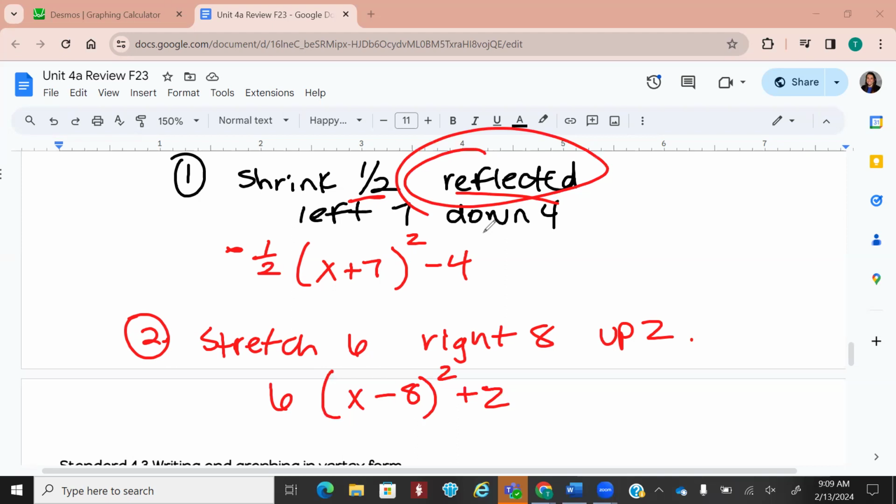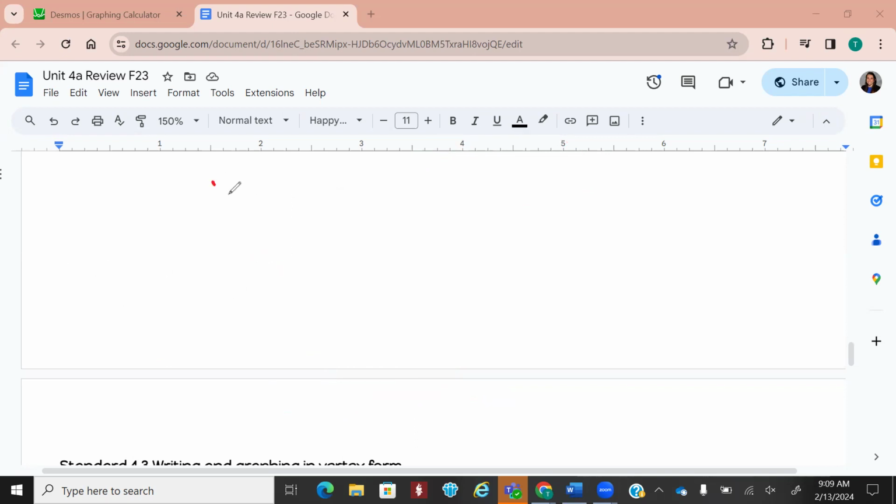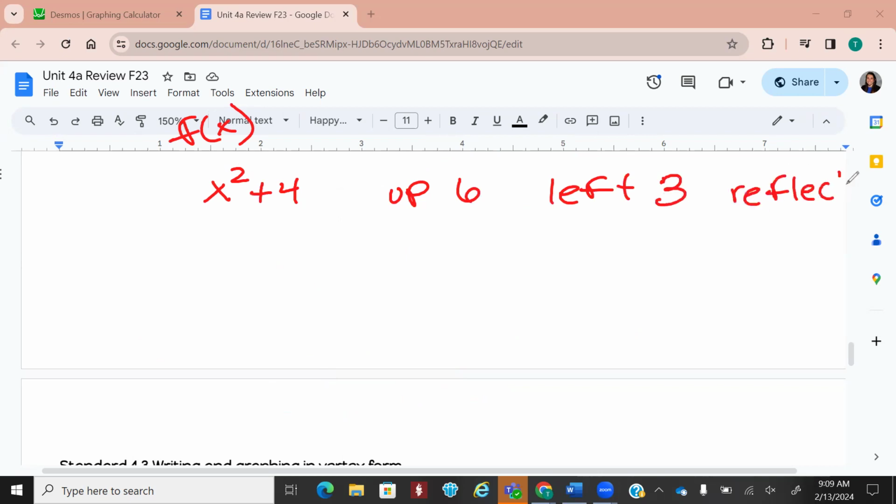Questions? Okay. There's one more question on your mastery check. And it looks like this. This one trips people up a little bit, so make sure you pay attention. If I said x squared plus 4 is the original, and I say I want you to move up 6, left 3, and reflect. Write that down, and then I'm going to show you how to do this one.